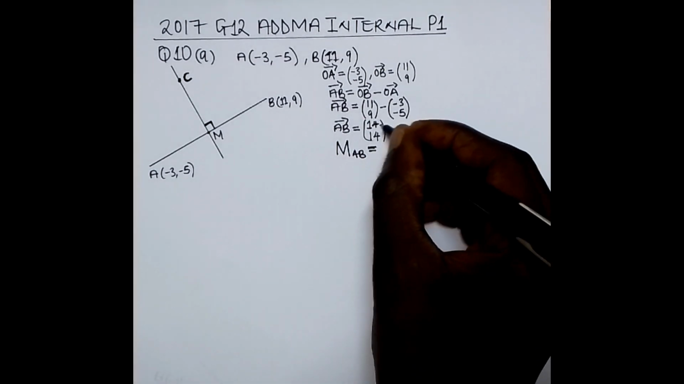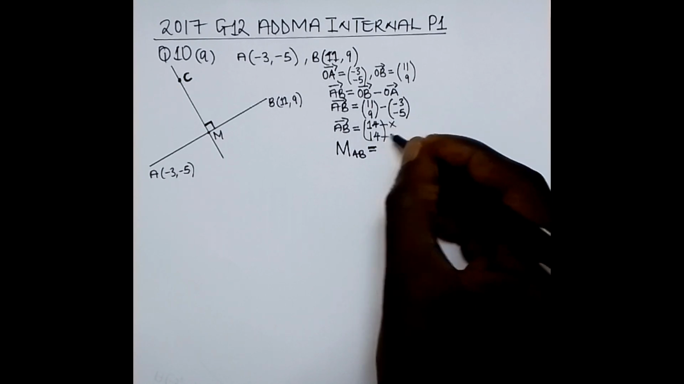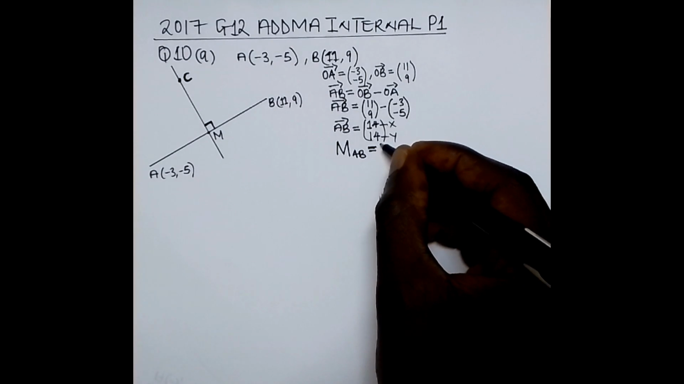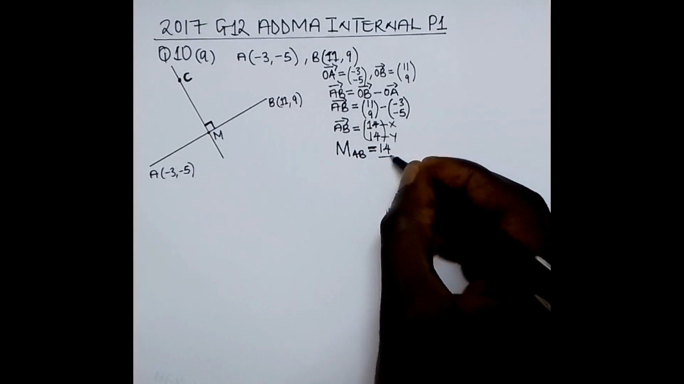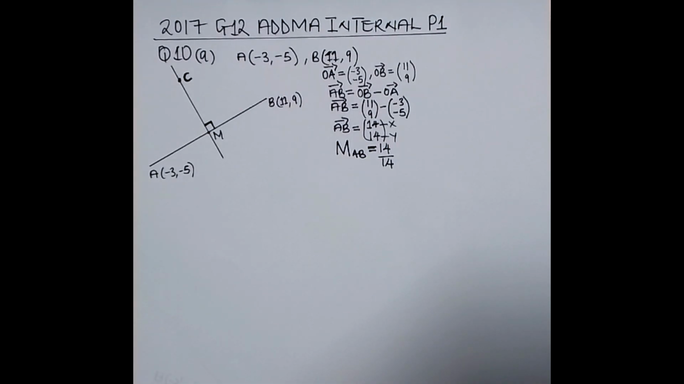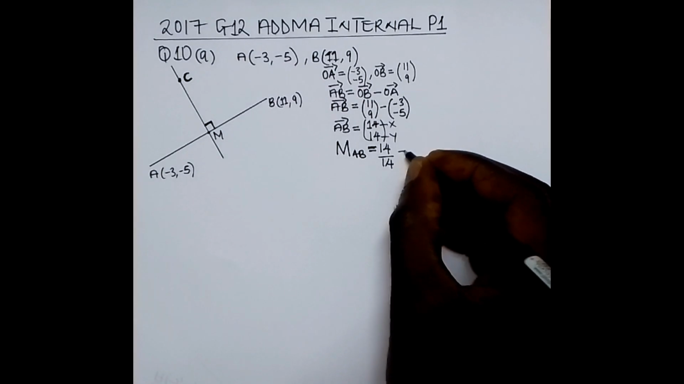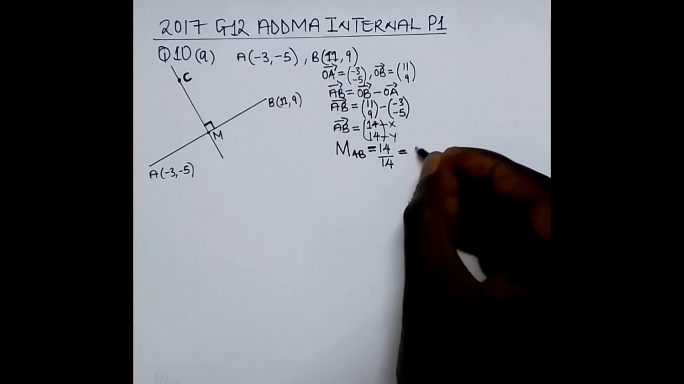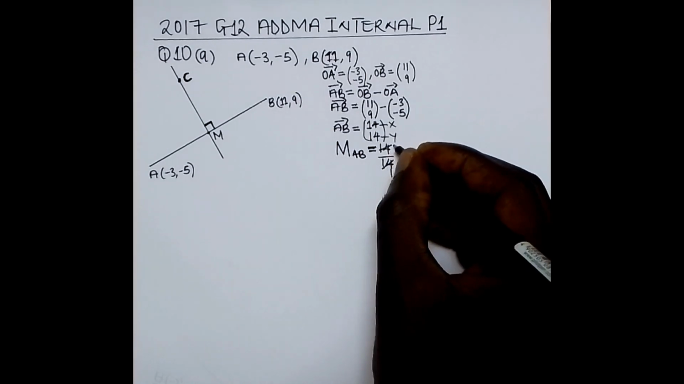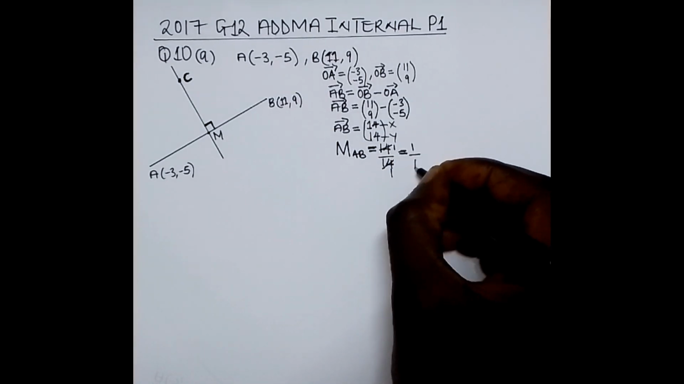So if you've seen, this is the x component and this is the y component. So this means you are going to write 14 over 14. If you simplify 14 into 14, that gives a 1. So this means we're getting a 1. Or maybe let's write it like this: 14 to 14, 1, 14 to 14, 1. So meaning 1 over 1.